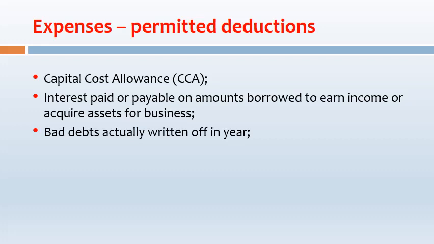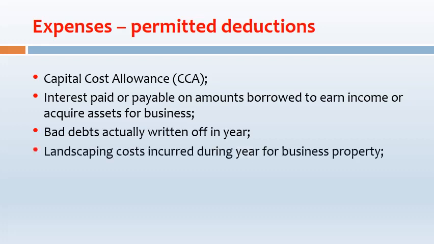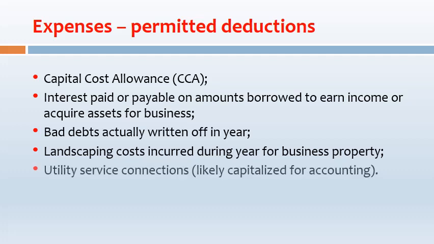This is bad debts written off during the year, actually written off when you determine you're not going to be getting the money back. Those are deductible. Any landscaping costs incurred during the year for business property, those are deductible as well. Utility service connections, generally you would capitalize that for accounting, so it's something that you can deduct for tax purposes, although this is a little obscure. We're a little into the weeds here.